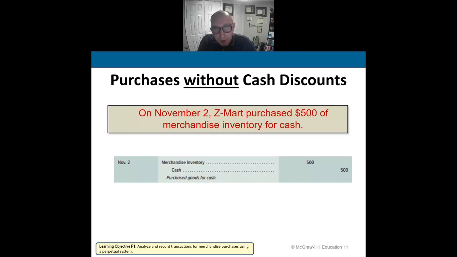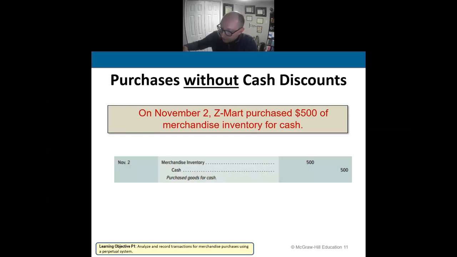So let's say we run a small convenience store, Z Mart, and we purchased $500 worth of inventory from a vendor using cash. The vendor comes in, they say, I got so many boxes of candies here. Because you know how it is when you go into the convenience store, there's a box of each type of candy, and there's a whole bunch of bars in each box. So my vendor comes around, he goes, hey, I got the candy, how much do you want to buy from me? So I buy $500 from my vendor using cash.